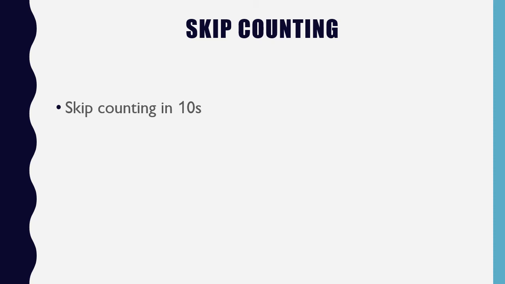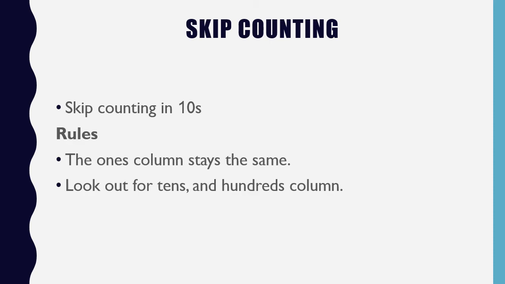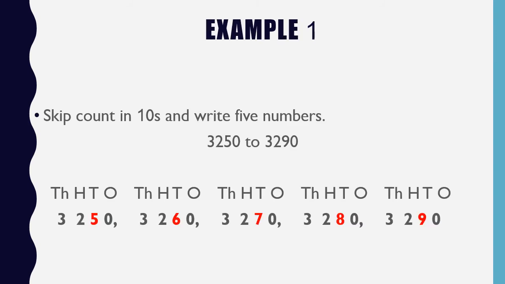Look carefully at the place value columns of numbers. While skip counting in tens, the ones column stays the same, but you have to be very careful about tens and hundreds column. Look at this example from your book. You have to skip count in tens and write next four numbers.